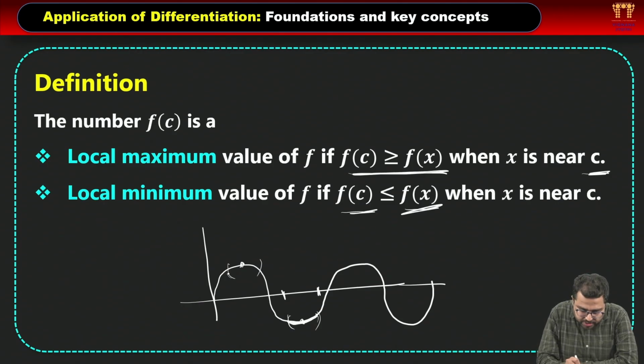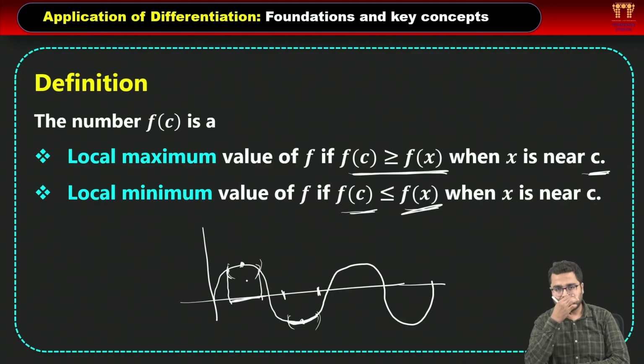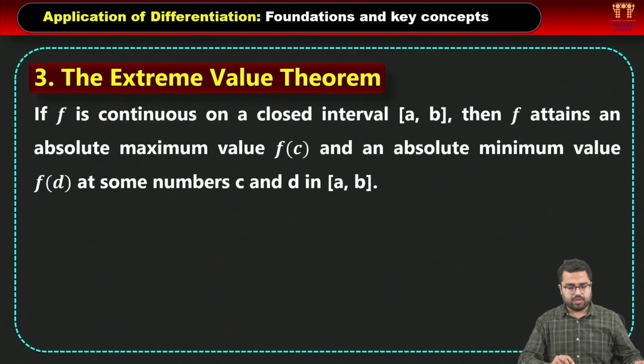And corresponding to the x values in this interval, this is the graph, and this point is the local maximum in this neighborhood. So local maximum and absolute maximum are different concepts. Now we'll see what the extreme value theorem is. Why are we seeing these basics? Because in order to apply any concept, you must have knowledge of all these things.